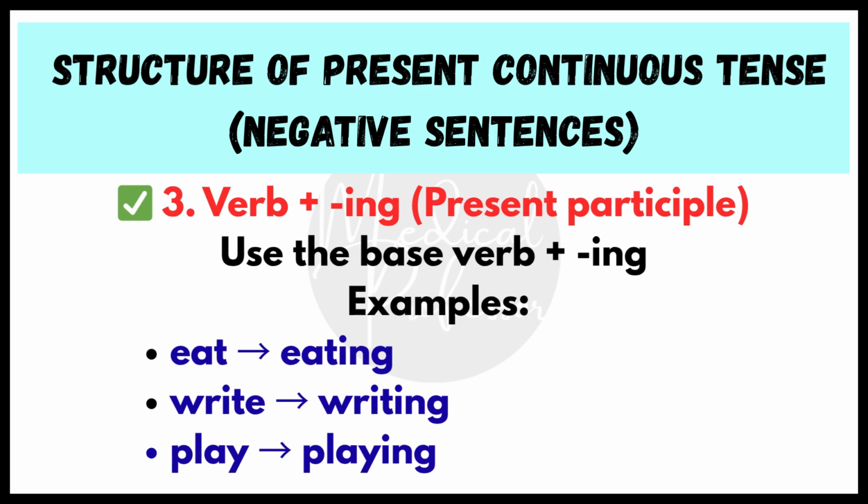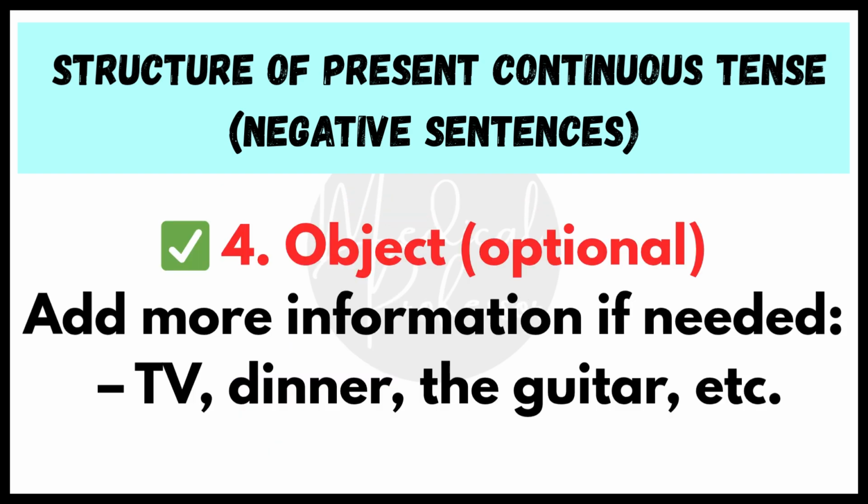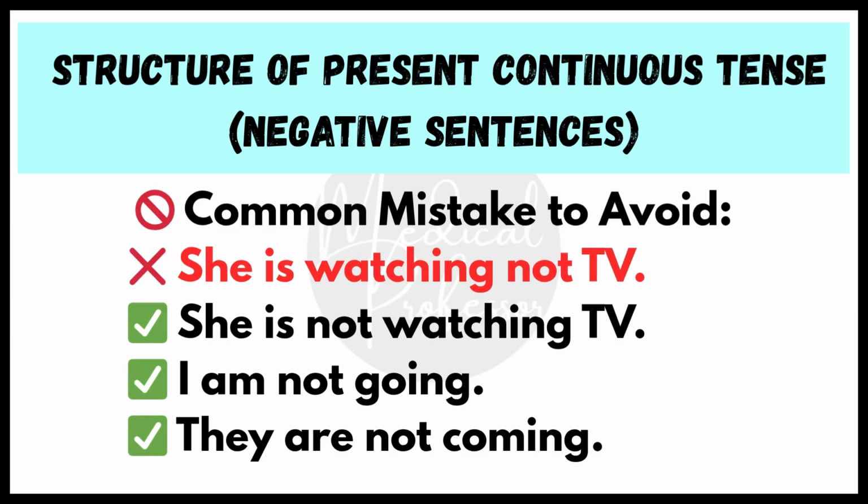Number 3, verb, present participle. Use the base verb plus ing. For example, eat, eating, write, writing, play, playing. Number 4, object. Add more information if needed. Common mistakes to avoid. She is watching not TV is an incorrect sentence. She is not watching TV is correct. I am not going. They are not coming. This structure helps you say clearly what's not happening at the moment.